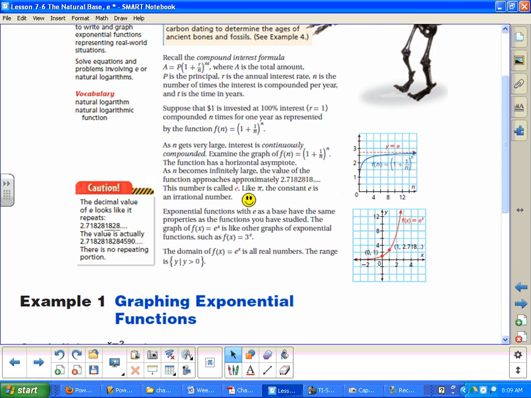And e is an irrational number just like pi is. But when e is used, it's used specifically when we're talking about compounding interest or something growing continuously. So it's growth that happens continuously, we use it. So we have just like any other exponential function. We can write f of x equals e to the x, just like 3 to the x. And then the domain for that is going to be all real numbers and the range y is greater than 0. So this graph here of e to the x looks just like any other exponential growth graph that we've done.